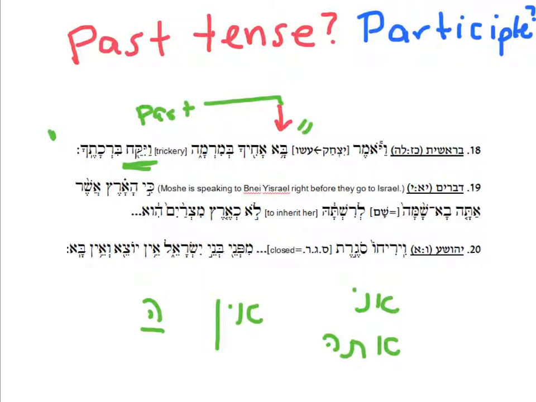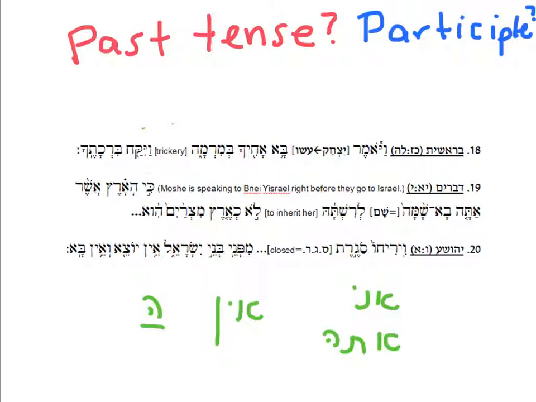Okay, let's look at 19. So we have Moshe speaking to Bnei Israel right before they go to Israel. So we have a quote, right? Ki ha'aretz asher atah ba shama l'rishta, lo ke'aretz Mitzrayim hi. Ki ha'aretz, because the land asher atah ba. So my question is about this word ba.